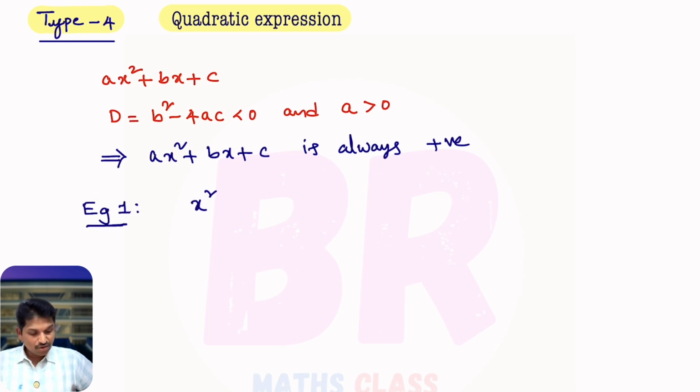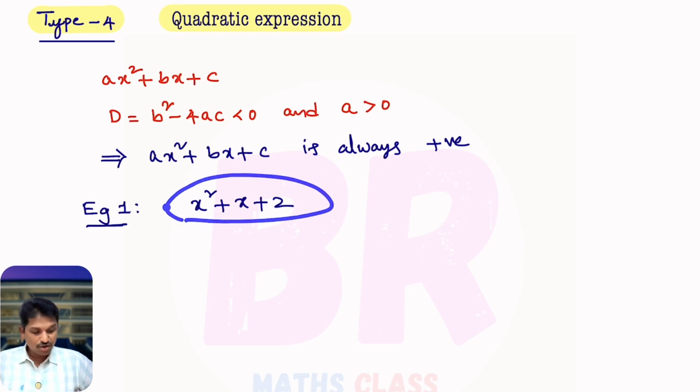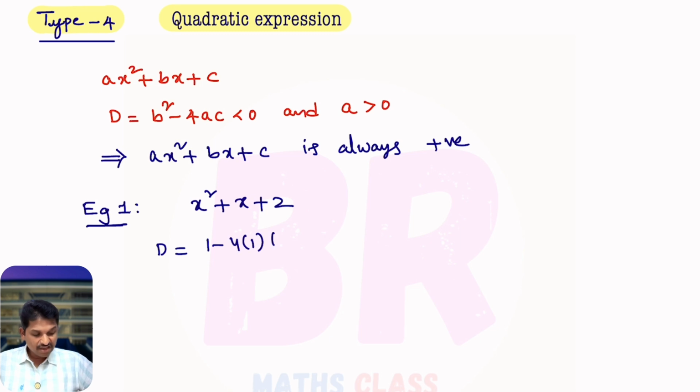I'll consider one equation x square plus x plus 2. This is a quadratic. For different x values, it gives different values. It can be negative, it can be positive. Here you observe one thing. X square coefficient is what? X square coefficient is 1. What is b square minus 4ac? You calculate here, the discriminant of this, b square minus 4ac.